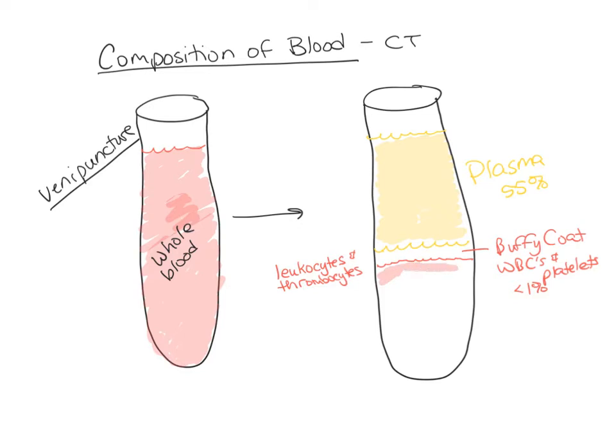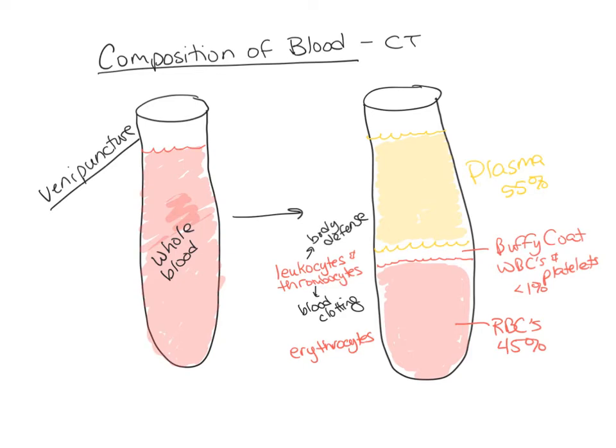Beneath the buffy coat then are the red blood cells, and red blood cells make up 45% of the total blood. Another name for the red blood cells is erythrocytes. The white blood cells or leukocytes are involved in body defense, so we'll talk about those this chapter. The platelets or thrombocytes are involved in blood clotting, and we'll talk about that this chapter as well. And the red blood cells or erythrocytes, which are the most abundant blood cells, transport oxygen and carbon dioxide.